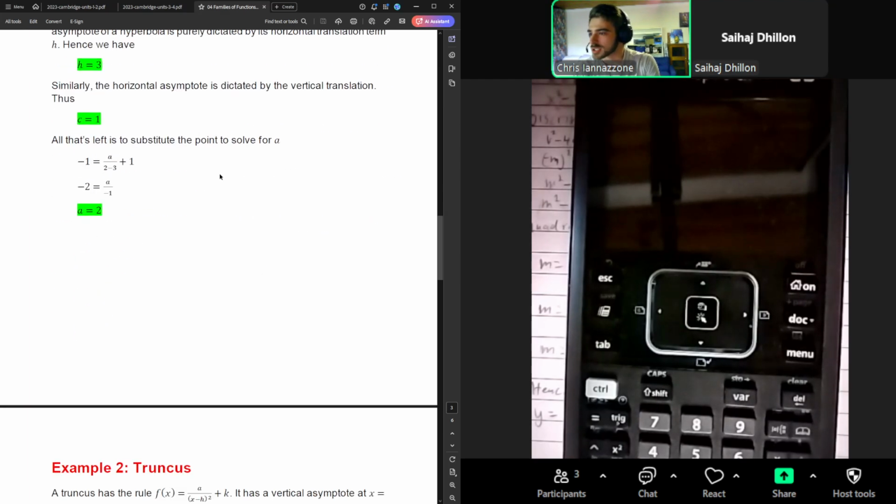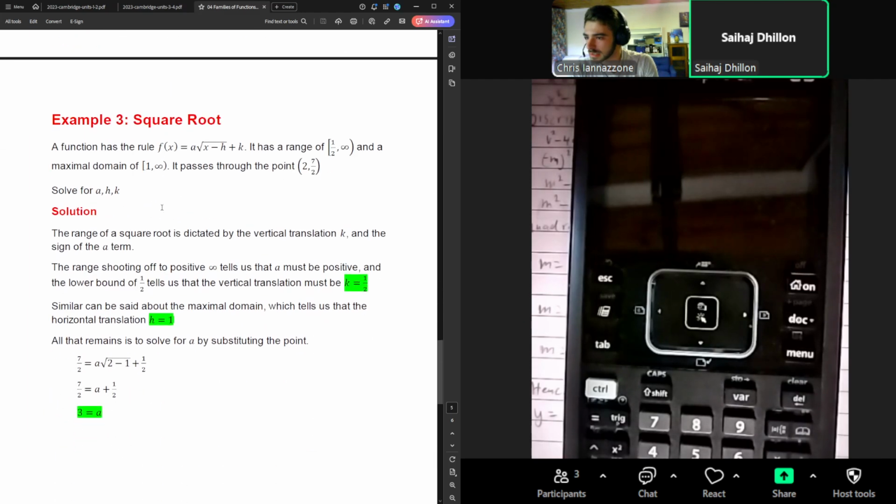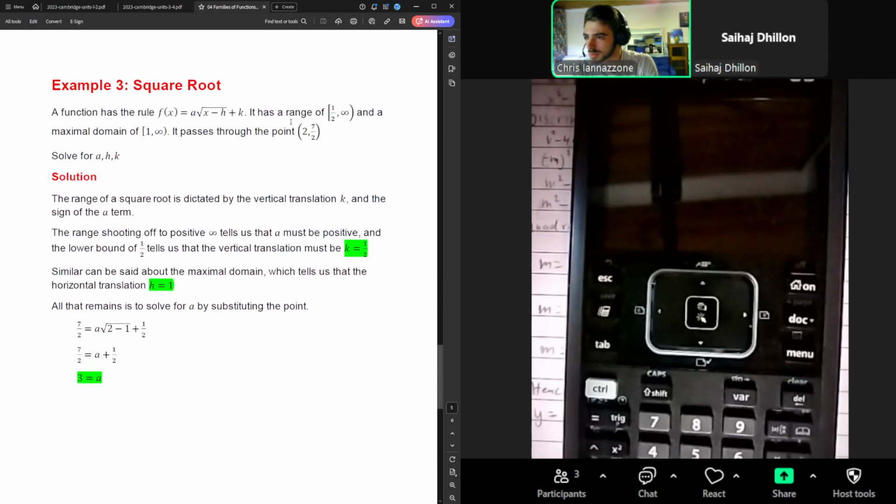So that was just a hyperbola, by the way. The truncus is basically the same thing. It's asymptotes, usually. Square root is sort of a bit similar.